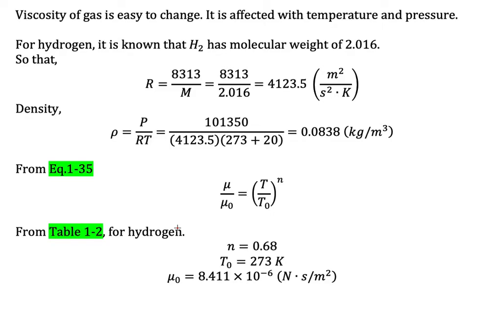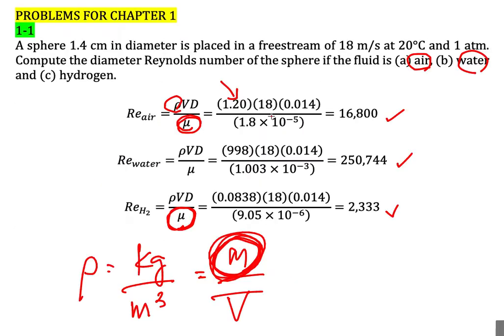Then we can calculate the density by using the ideal gas law, the perfect gas law, so we have P over RT. The P here is the atmospheric pressure. It is okay for you to use 101 kilopascal. If you want to be specific, you can use 101350, but 101 or 101.3 kilopascal is okay. Then you substitute the value of atmospheric pressure, because here the question states 1 atm.